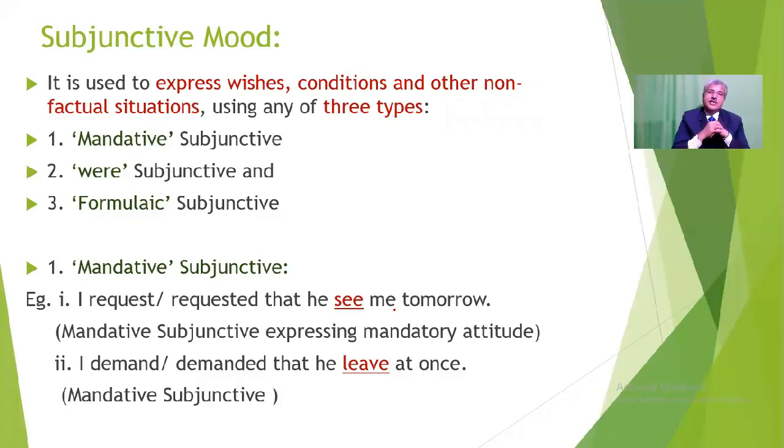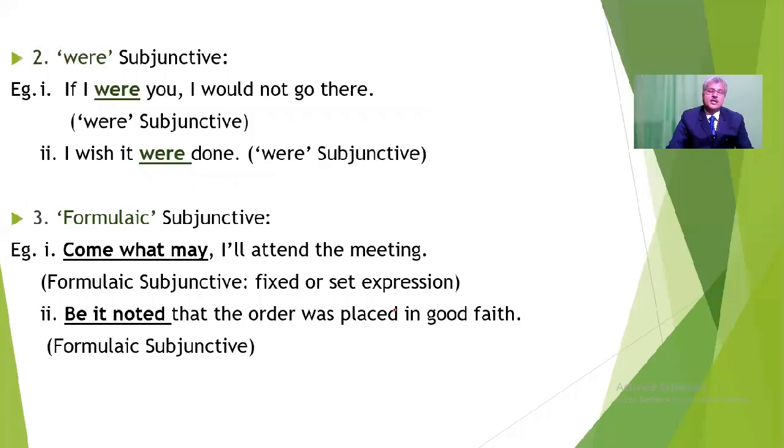Number one, mandative subjunctive. For example, "I request or requested that he see me tomorrow." Mandative subjunctive expresses a mandatory attitude. "I demanded or demand that he leave at once." Leave. This is mandative subjunctive. Next, word subjunctive. "If I were you, I would not go there." This is word subjunctive. "I wish it were done." This is again an example of word subjunctive.